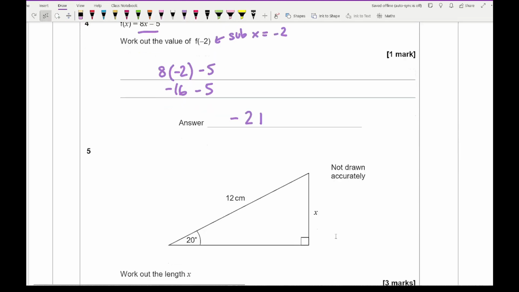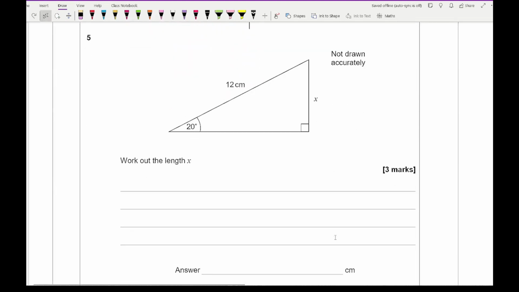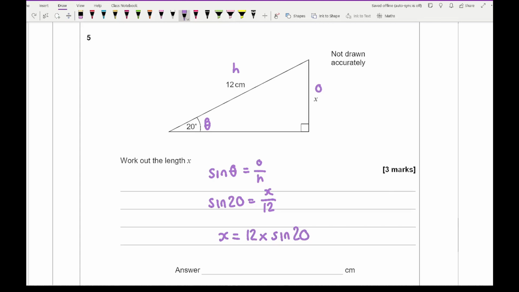Then moving on to question 5. So here we've got to work out the length of x, and this is a trig question. So I start by labeling the components I know. So this is theta, so that's going to be the opposite, and that's going to be the hypotenuse. So I'm going to be using sine. So I've got sine theta equals O over H. And then substitute the numbers in, I get sine 20 equals x over 12. So x equals 12 multiplied by sine 20, and if I type that into my calculator, I get an answer of 4.1, and that's to 1 decimal place.